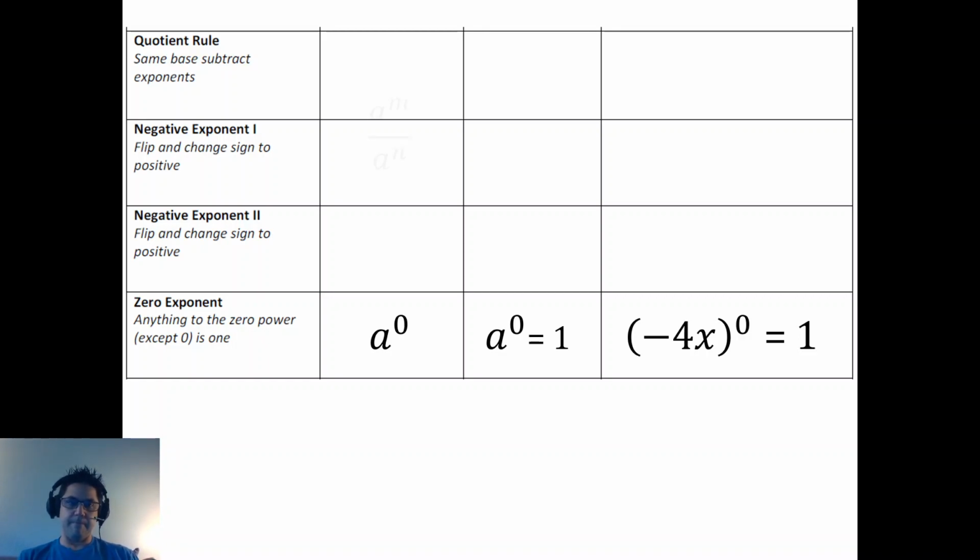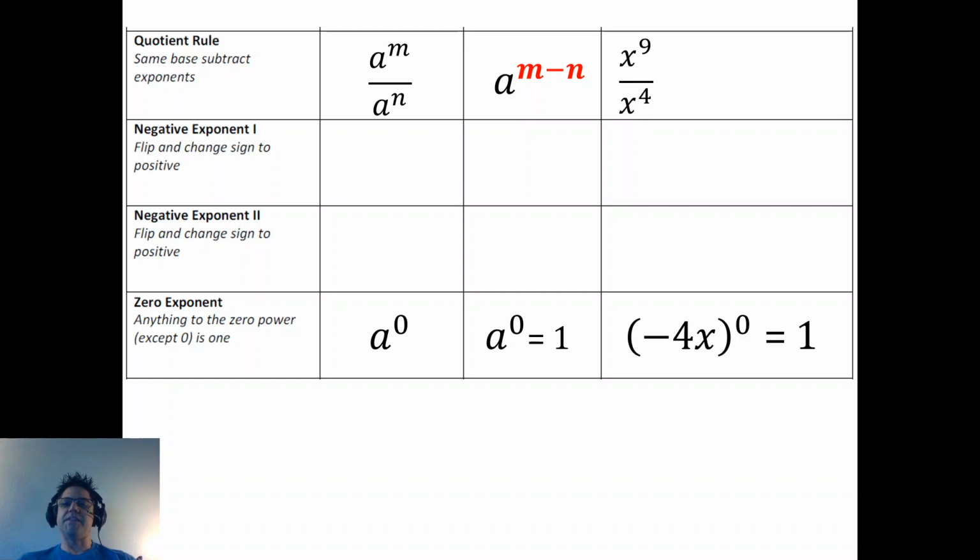All right, moving on to our quotient rule. Our quotient rule, even though it looks like a division problem, the rule tells us that if we have the same base, we would actually subtract our exponents. Now, this is another one that students get a little bit confused on because sometimes they actually divide their exponents when the rule is saying subtract them.